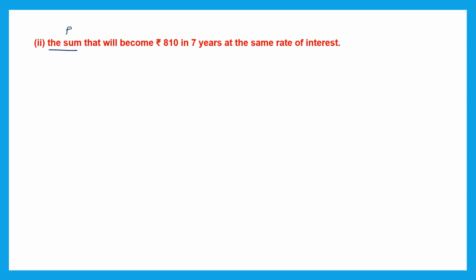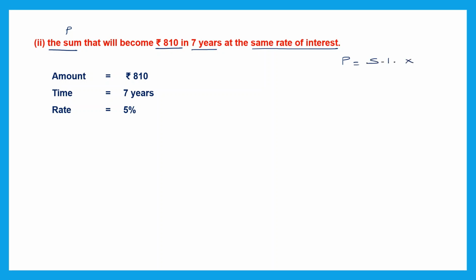So what is given to us? The amount is given to us as 810 rupees. Time is given to us 7 years. And rate of interest is what we found. It's the same rate of interest as the previous part. So we have this much. Now we need to find principal, isn't it? What is the formula? Simple interest into 100 divided by R into T. Now do we have all these values? Now rate of interest, yes we have. Time, yes we have. Simple interest we don't have. So first we need to find the simple interest.